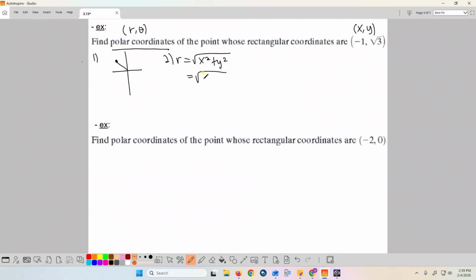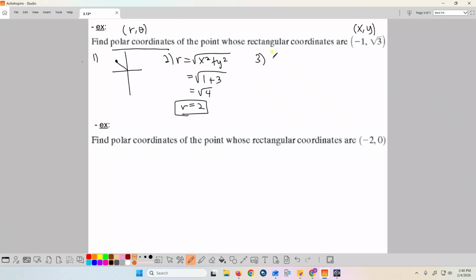X is negative 1. Okay, if I do negative 1 squared, I'm going to get 1. And y squared is just square root of 3 squared, which really should just give us 3. So that means that our r value is the square root of 4, which is great, right? Turns out to be 2. Awesome. Okay, so we just found r. Beautiful, right? Now we just need to find theta.